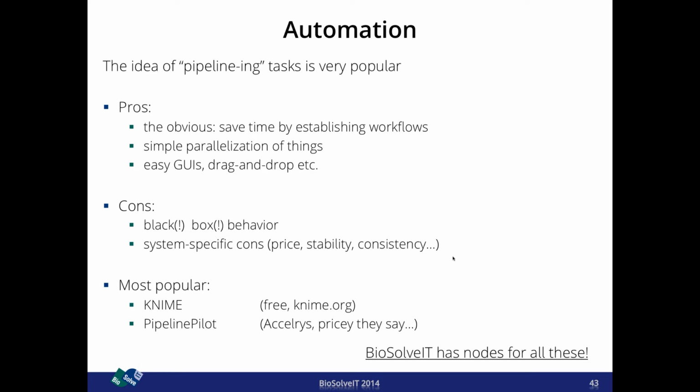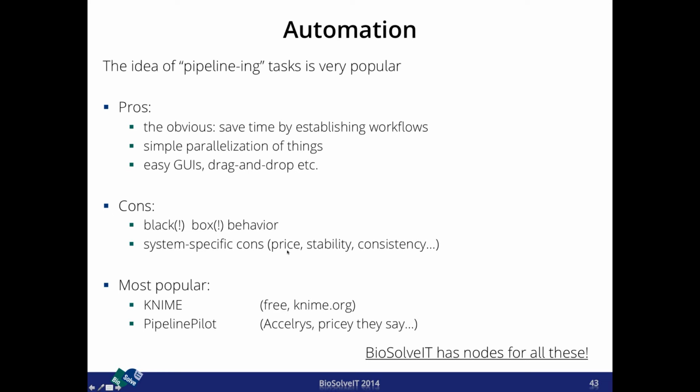But, and I cannot stress this enough, it is typically a black box behavior underneath. So you press a button and then some magic machine just works and puts out some output, but usually without quite a bit of work, you would not see when something goes really wrong underneath. And of course, there are system-specific control points such as certain stability issues, consistency things, price things, etc. But this is of course your own decision.